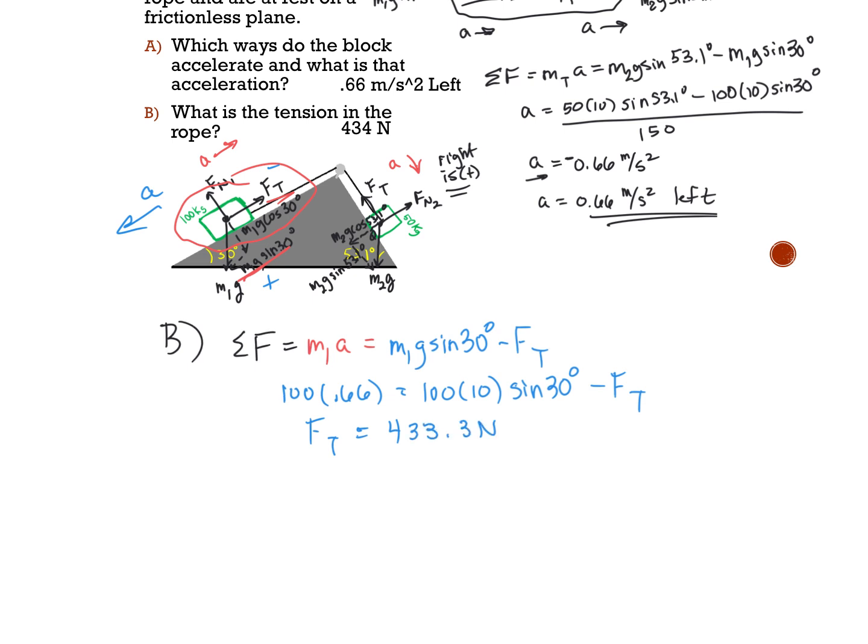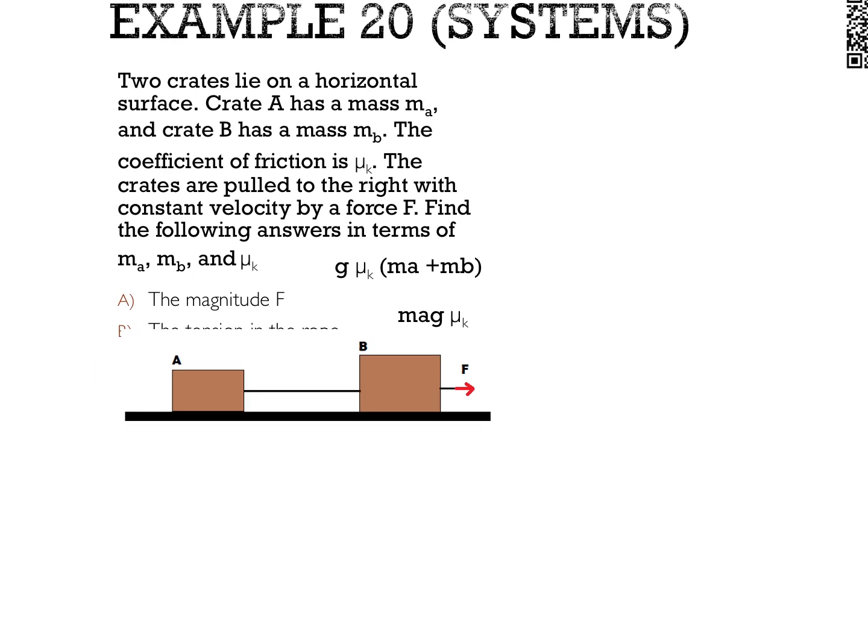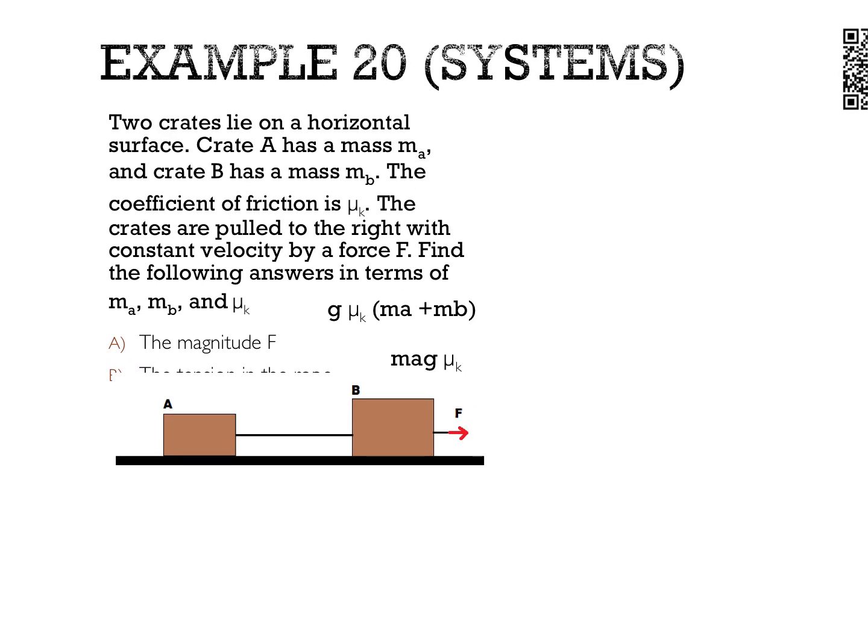Hopefully those are all making sense to you. All right, example 20, systems. In part A, we want to know: two crates lie on a horizontal surface. Crate A has a mass m, crate B has a mass b. The coefficient is mu sub k, and they are pulled to the right at constant velocity, which means my acceleration is equal to 0, by a force of F. Find the following in terms of the given quantities: the magnitude of F.